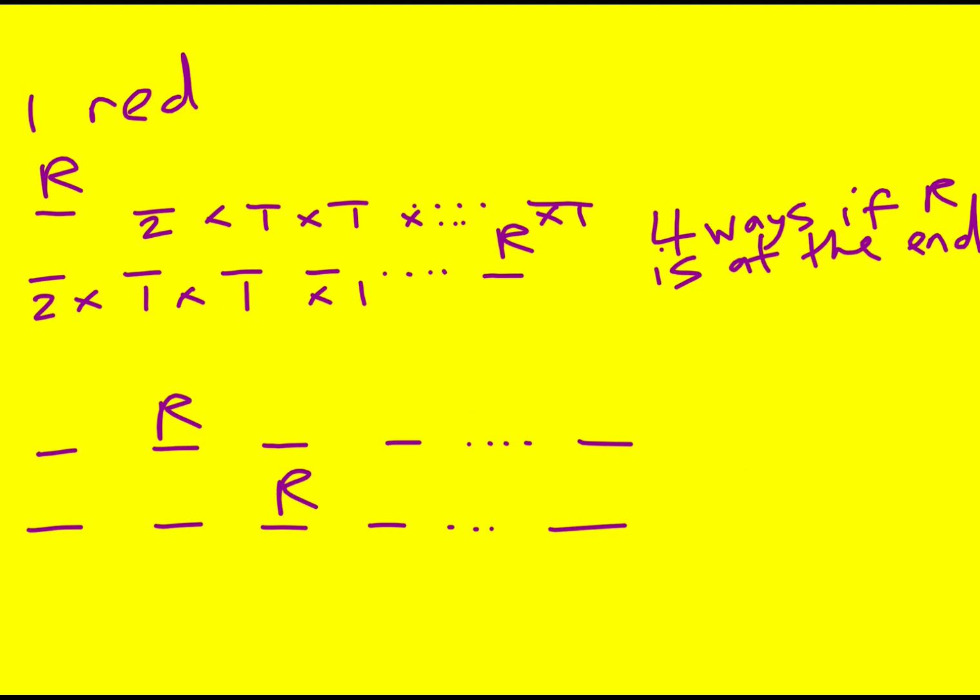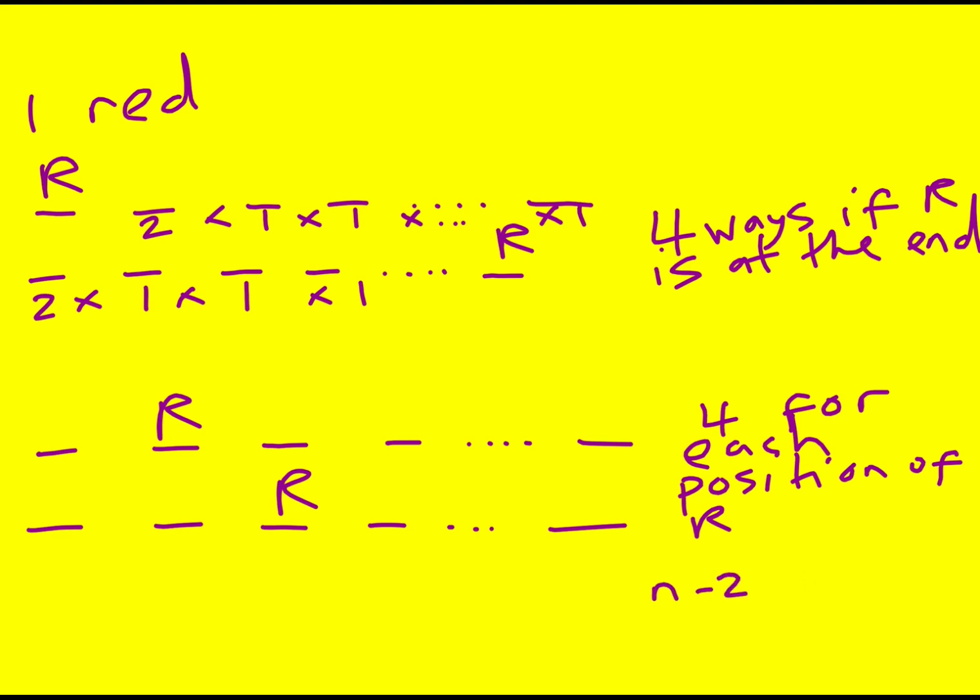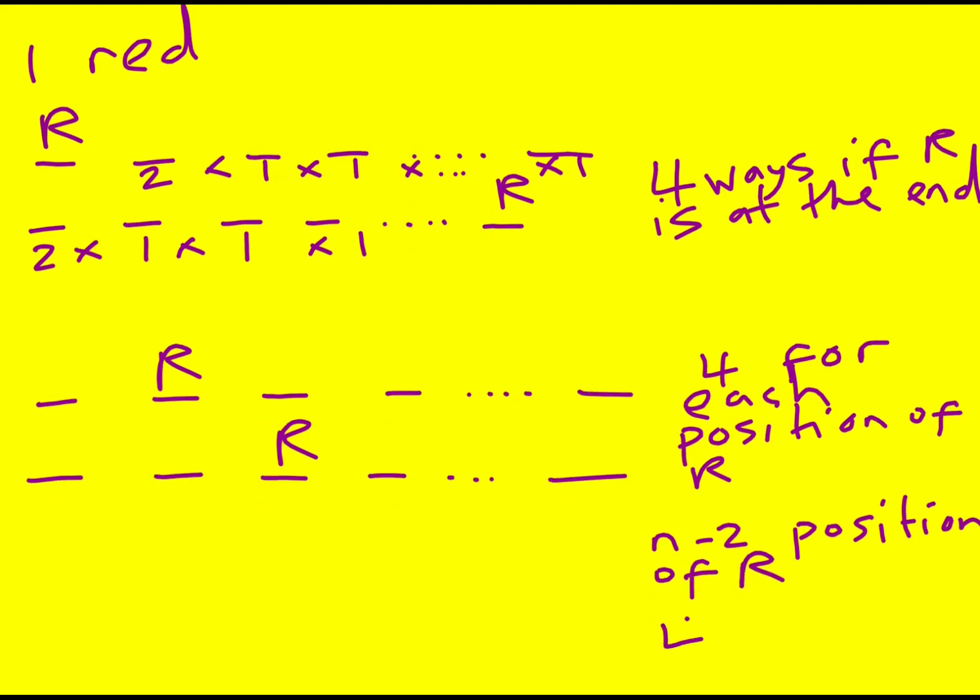So we get 4 for each position of R. And how many positions of R are there going to be? There's going to be n minus 2 positions of R because it's just n, the number of lights, but not the end ones. And therefore, it's going to be 4 lots of n minus 2.